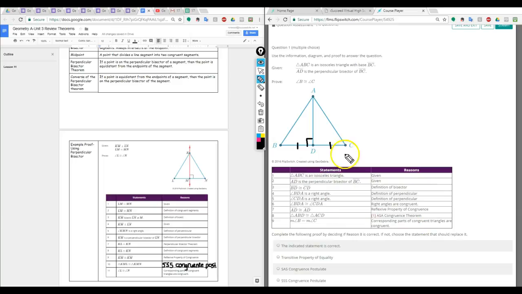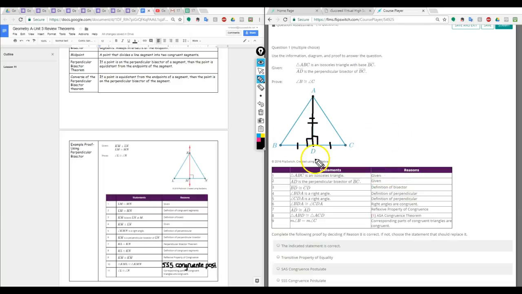Angle CDA is a right angle. So CDA, the angle they're talking about, is in the middle. That's the definition of perpendicular. And then they're saying that angle BDA is congruent to angle CDA. Right angles are congruent. And then they're saying segment AD is congruent to segment AD because it's the same side. So then they state triangle ABD is congruent to triangle ACD by the angle side angle congruence theorem.